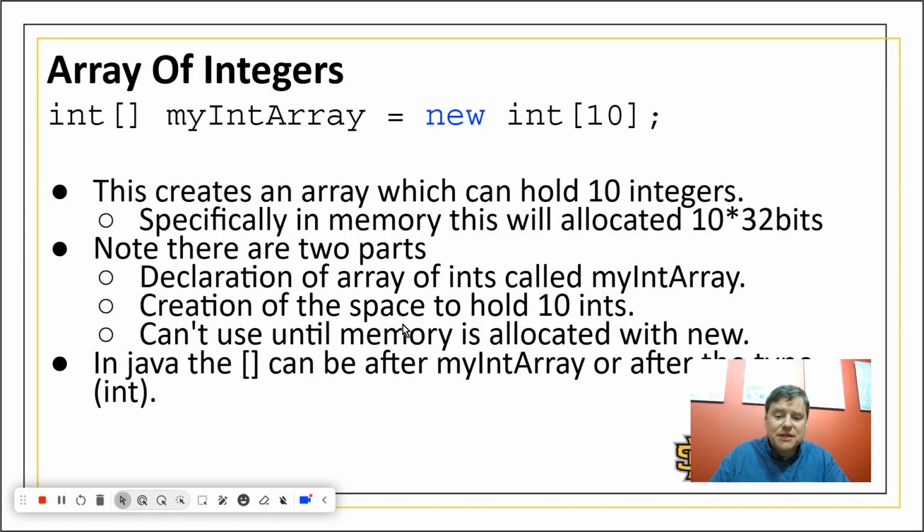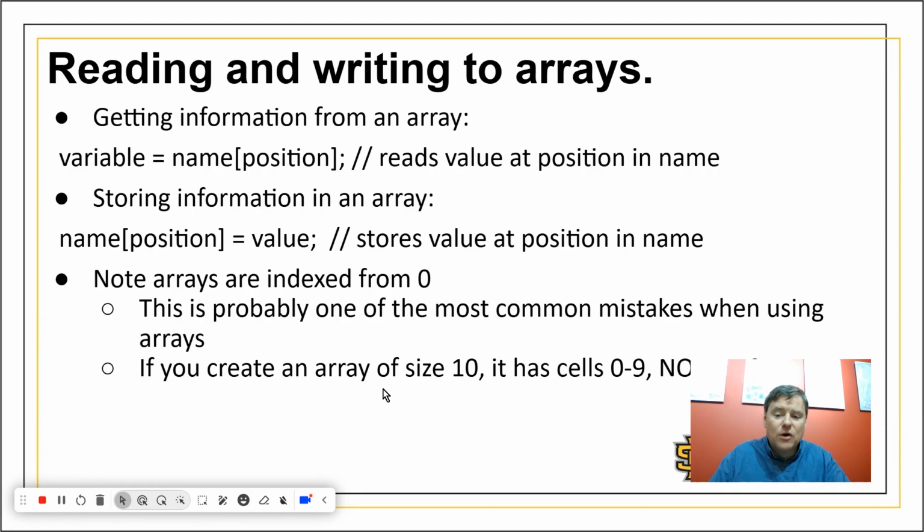And then if I want to put things into it, I use the square brackets in order to specify what it is that I want to put in there. So if I want to get something out of the array, I use the name of the array, square bracket, the position, and then I can put that in a variable. If I want to put something in the array, I use the array square bracket position to put stuff in there.